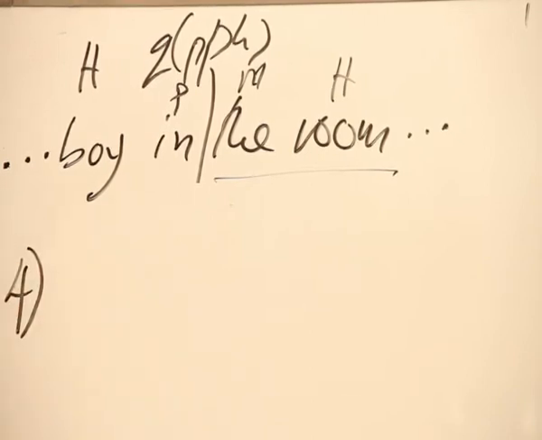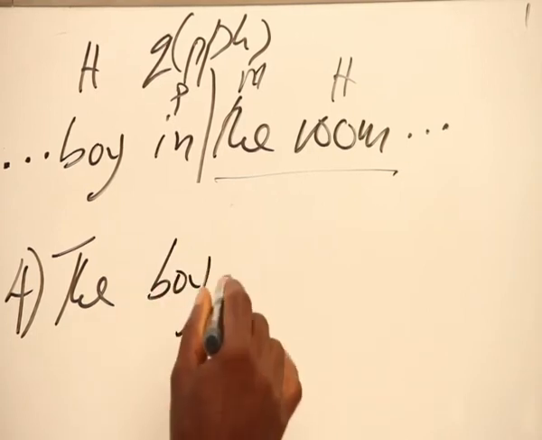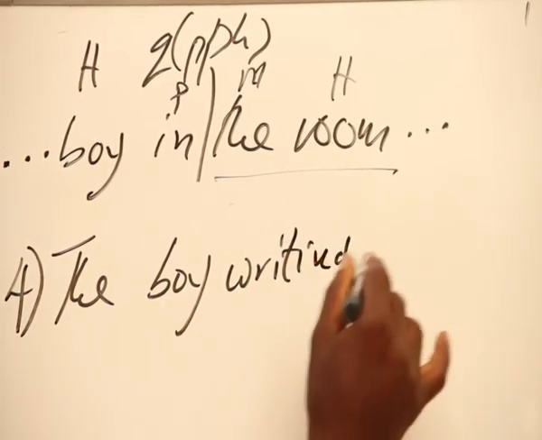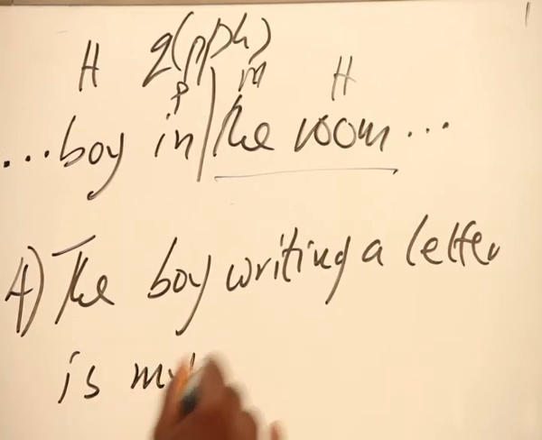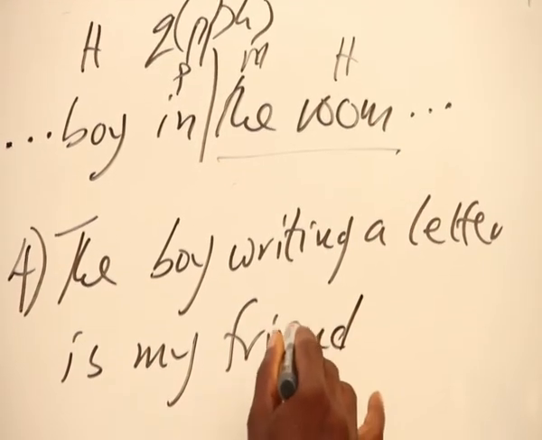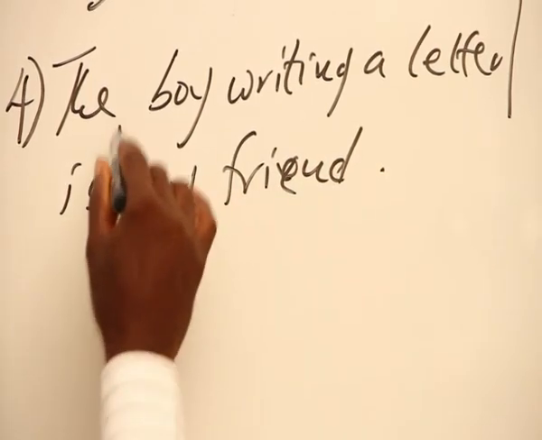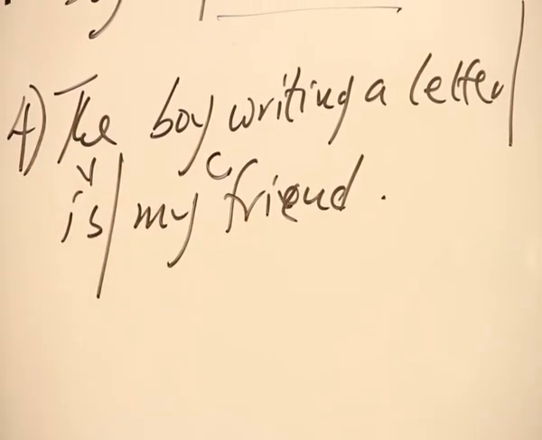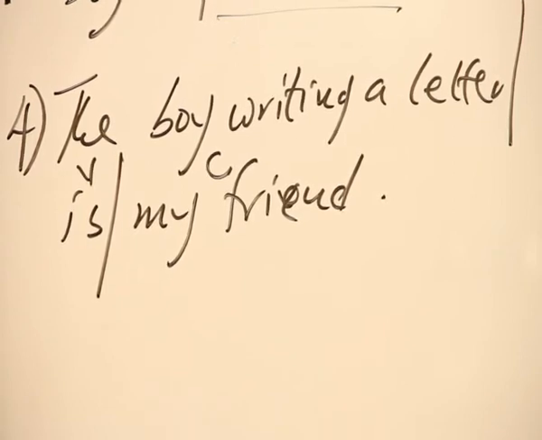Example 4, where we can have a post modifier of a noun phrase that is not a prepositional phrase. So I can say, the boy writing a letter is my friend. In this case, our noun phrase is this. From here, this is our verb, and this time it's a complement. Many of the other ones that have been given will have complement, except here, which will become an adverb or adjunct. All right.